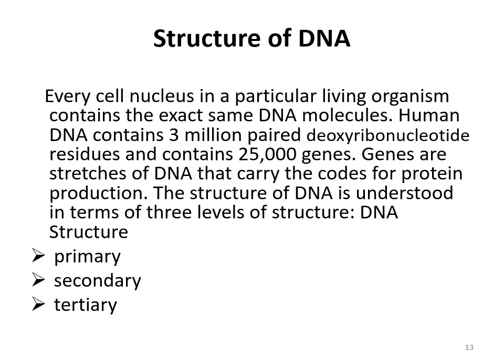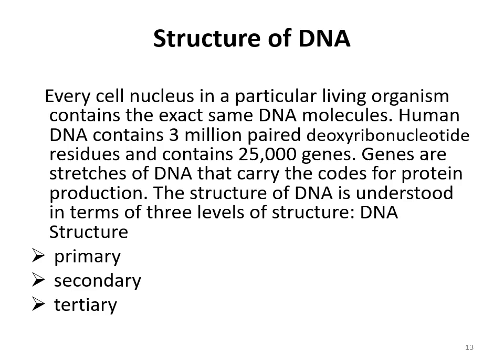So, first of all, the structure of DNA is going to be discussed here. Every cell nucleus in a particular living organism contains the exact same DNA molecules. So there is one species, and every cell of the species contains the same DNA. Human DNA contains 3 million paired deoxyribonucleotide residues and contains 25,000 genes. So this is a very big amount. Genes are stretches of DNA that carry the code for protein production.